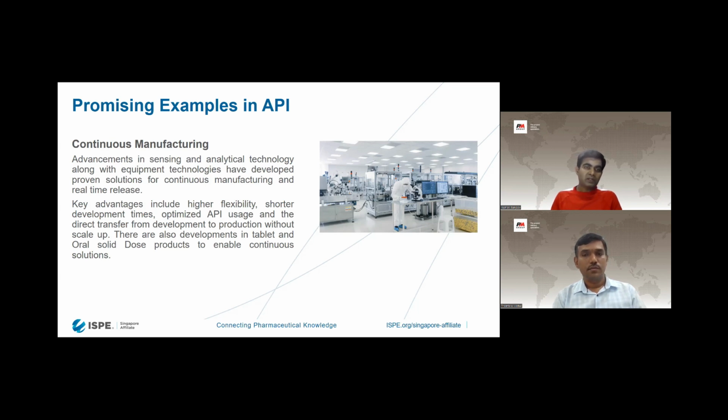In continuous manufacturing, Internet of Things based sensors are used, which can predict how the product is going to behave, and which can control the product to a larger extent. So these are the examples of continuous manufacturing. Can we go to the next one?